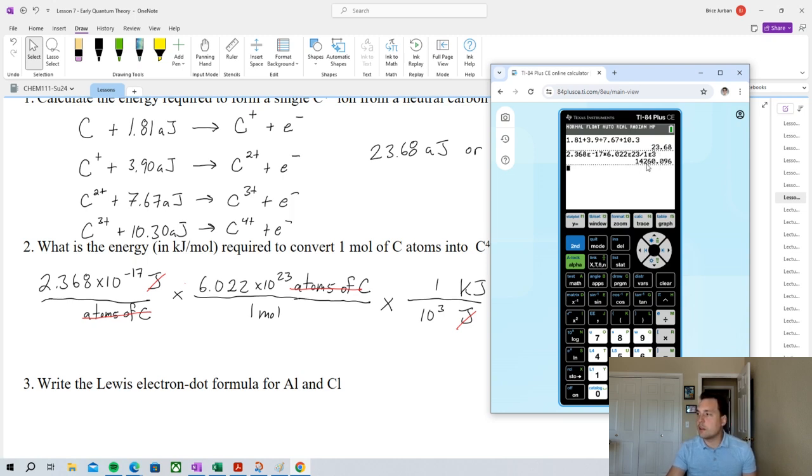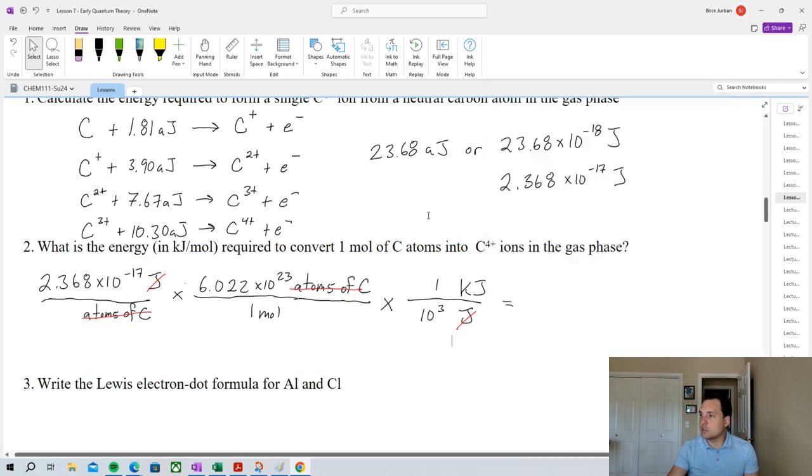Right, so for this one, we get that the answer is 14,260 kilojoules per mole. We want to put that in scientific notation. What does that come out to be? 1.426 times 10 to the fourth.